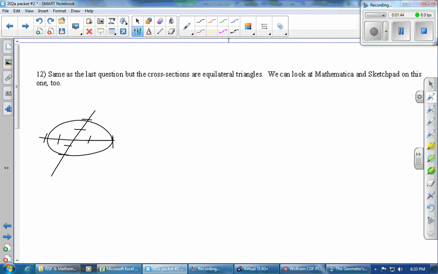And now we want the cross sections to be equilateral triangles, and the cross sections are still perpendicular to the x-axis. So our cross sections are going in this direction, out of the paper, out of the board, all perpendicular to the x-axis. So for example, I can draw a cross section starting here. That side right there is in the circle. That's the base of my equilateral triangle, which means that the rest of the equilateral triangle comes out of the board and then goes back into the board, and it's an equilateral triangle, so all 3 sides are equal.